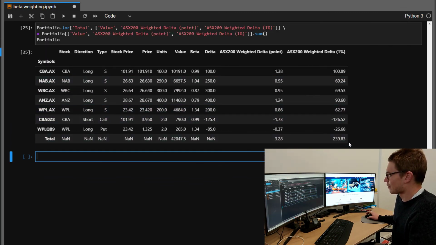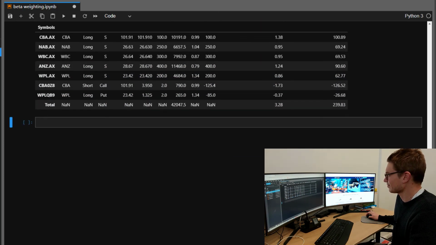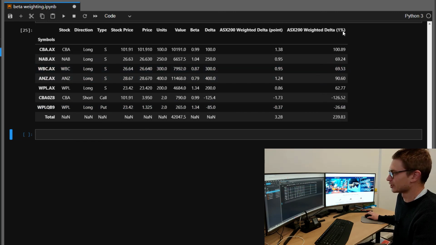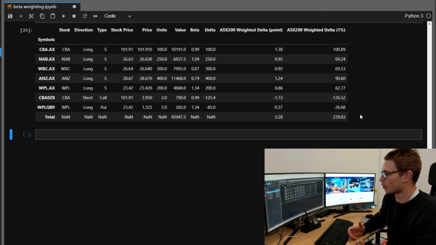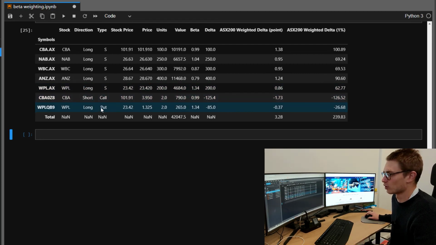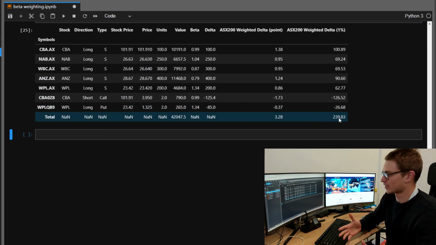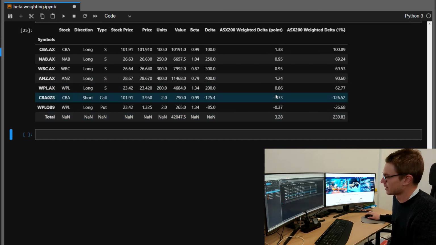As you can see there, we've got the weighted sum of this position. If we have a 1% change in the ASX index, we have about a $240 impact on our total portfolio. And you can see here that the short position on the call and long position on the put have actually aided in reducing our direction in terms of market movements. So pretty cool from a risk perspective what you can do with these options.